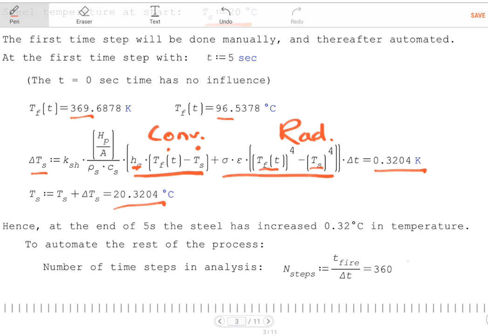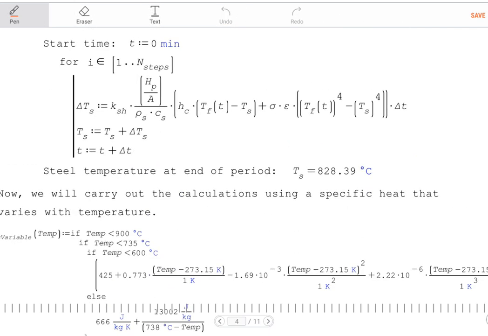I'm going to automate the rest of the process now. So there's going to be 360 steps, just the total fire time divided by the step time. So that's 360 steps we've got to go through. On to the next page.